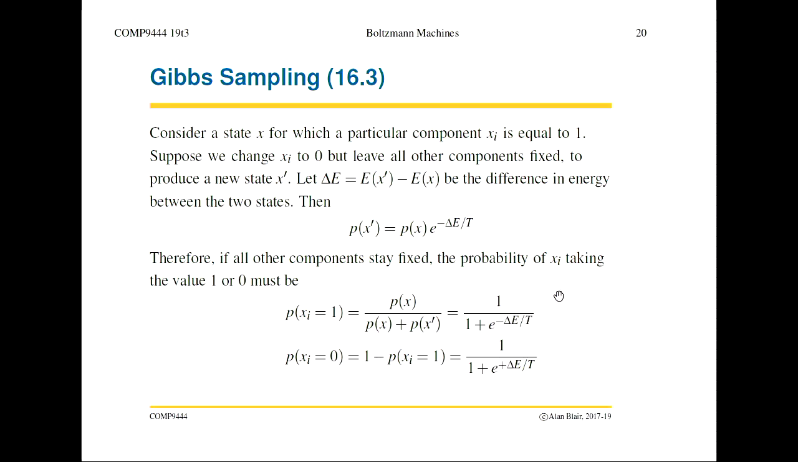And again, I know there are quite a lot of equations, but I kind of like this because it draws together a lot of the previous ideas from the course. We've talked previously about the sigmoid function. This is actually the sigmoid function applied to delta E over T, right? So this shows you kind of naturally how the sigmoid function arises.